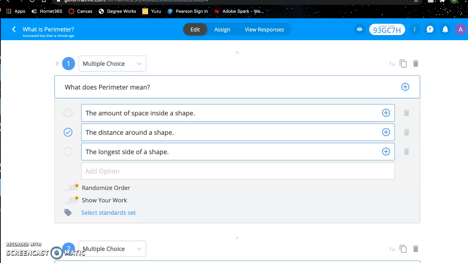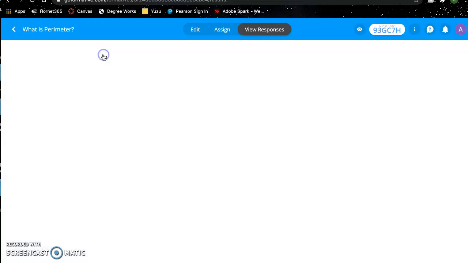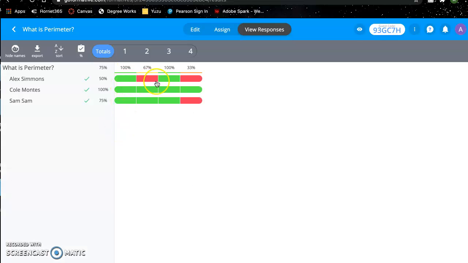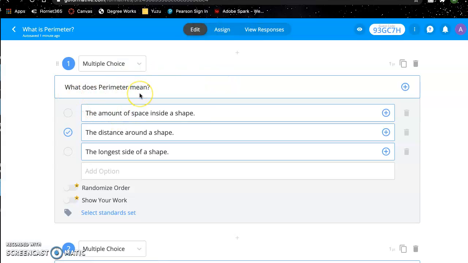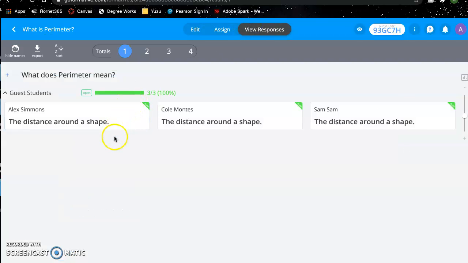Alright, today we're going to be taking the assessment I assigned on GoFormative. Let me see how everyone's doing first off. Oh, not too bad, alright. Alright, the first question is, what does perimeter mean? It looks like everyone is remembering what we learned in class.